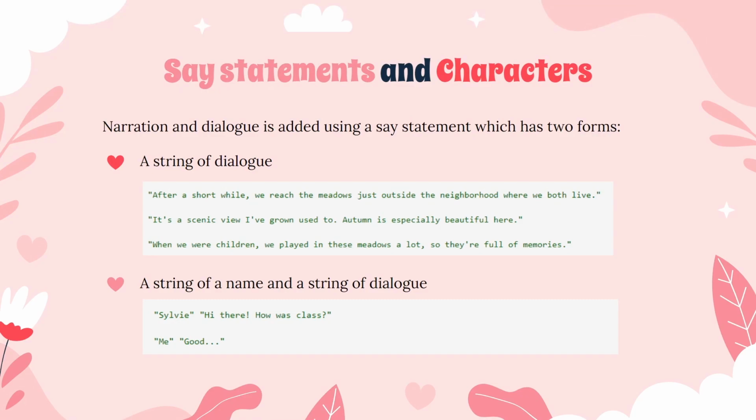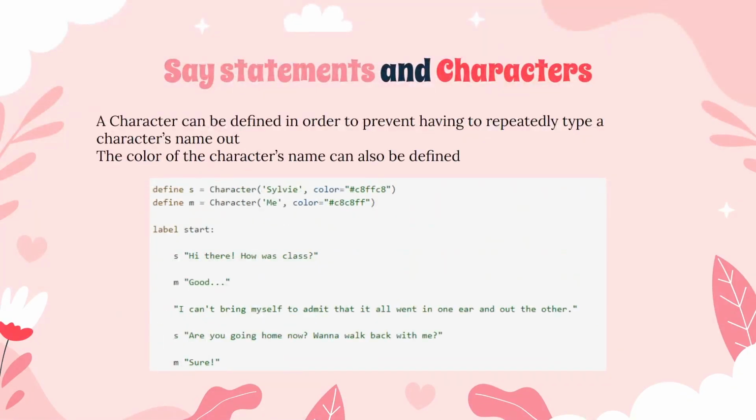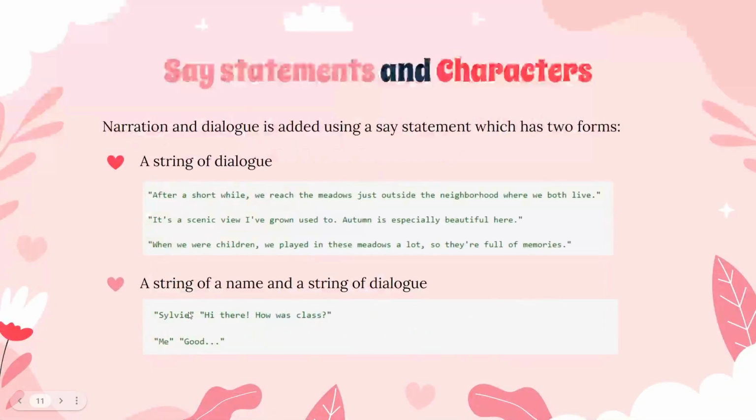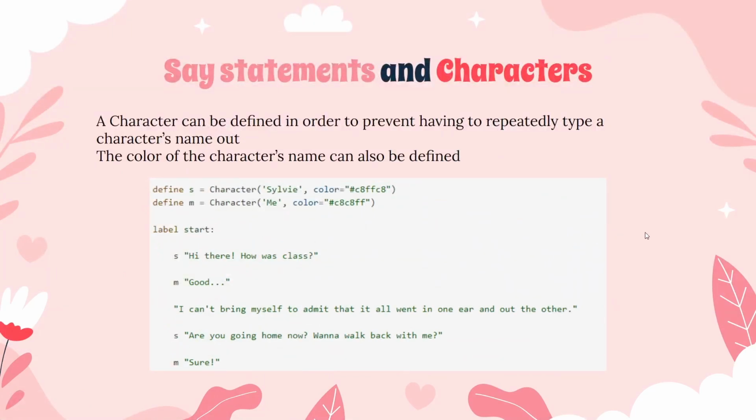And then next will be two strings, one of a name and one of dialogue, like right here. The first string is Sylvie, separated by a space, with another string with her dialogue. When you put in code like that has two different strings, the first one will be used as a name and will be shown like in the little nameplate, and then the second part will be the dialogue. And so in this example, you see that you have to type the full character's name, but you can define characters in order to prevent having to repeatedly type a name out, especially if the character has a very long name. This is very convenient.